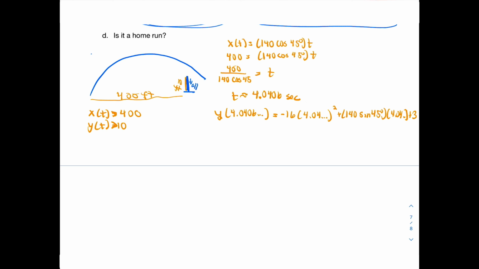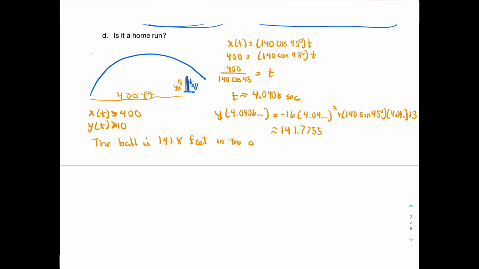So to do that, I switch to my y equation, replace the t with that 4.04, and I end up with 141.7755 feet. So at the time that the ball is 400 feet from home plate, it has a height of over 141 feet. So it is soaring way over the wall.